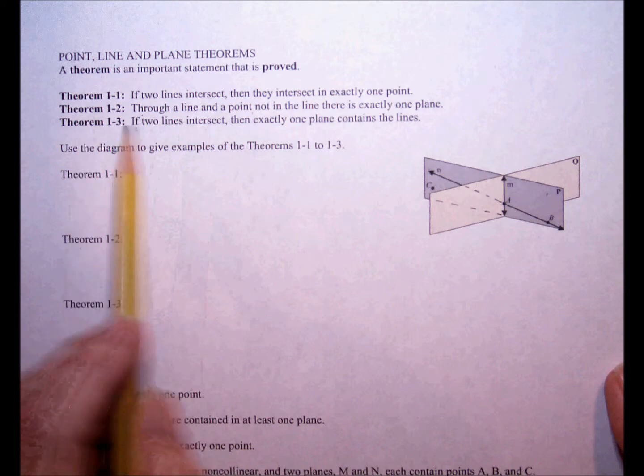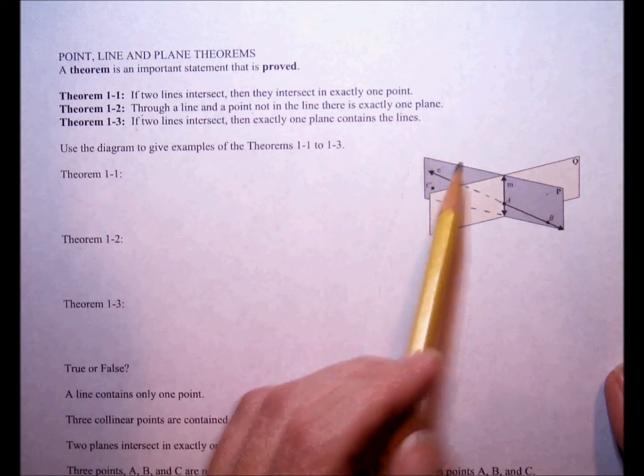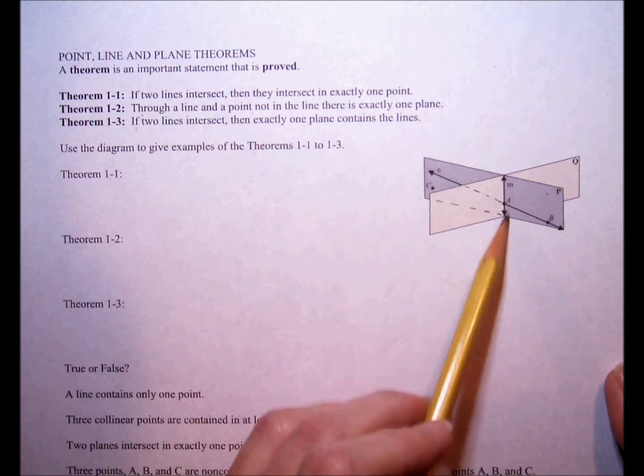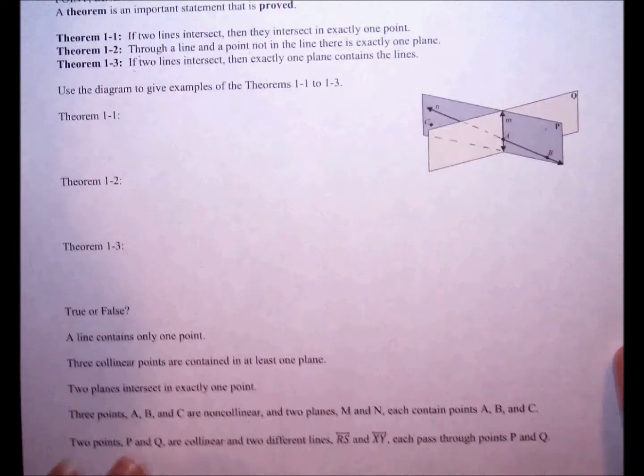Okay, if two lines intersect, this is theorem 1.3, then exactly one plane contains the lines. Okay, so we have N and M. Those are our two lines. They do intersect. And can you see which plane contains them? Plane P contains them. Exactly one plane. One and only one. So those are our theorems.